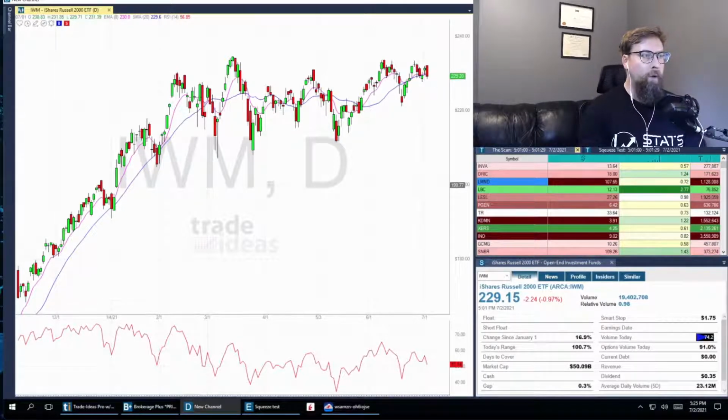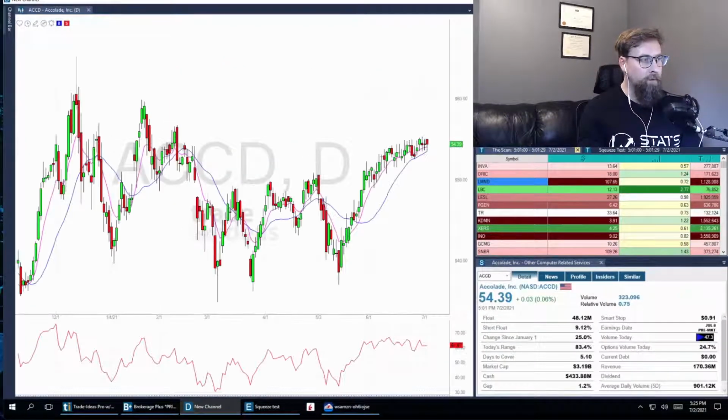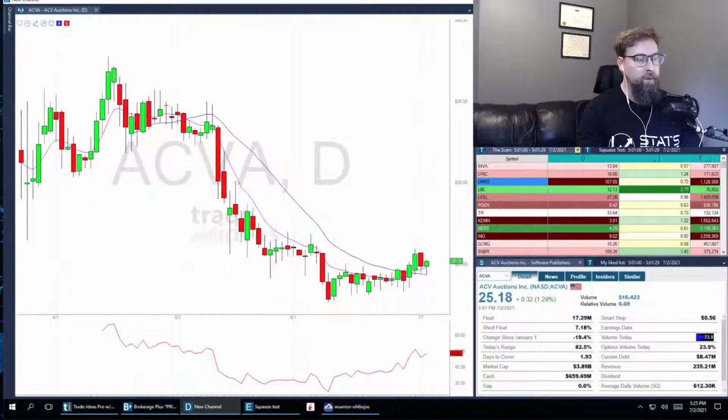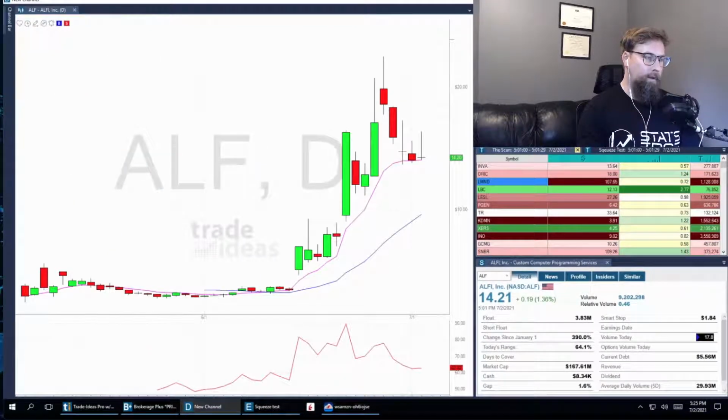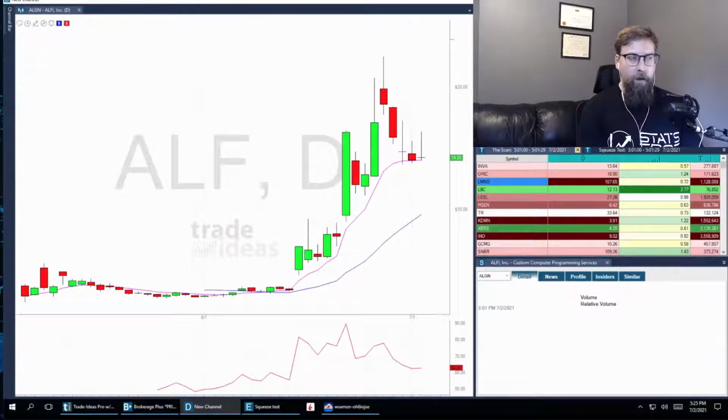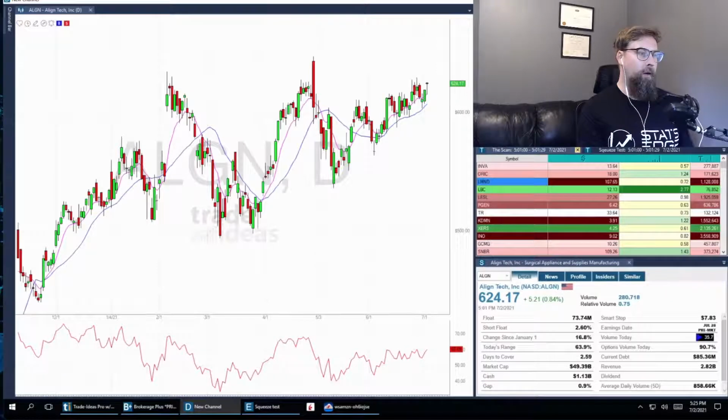So when I go through these scans, that's the kind of thing I'll be looking for: what is the float? Is it a very tiny float stock, or is it a larger float stock? And in that case, I think that they're going to be ones that are going to outperform.